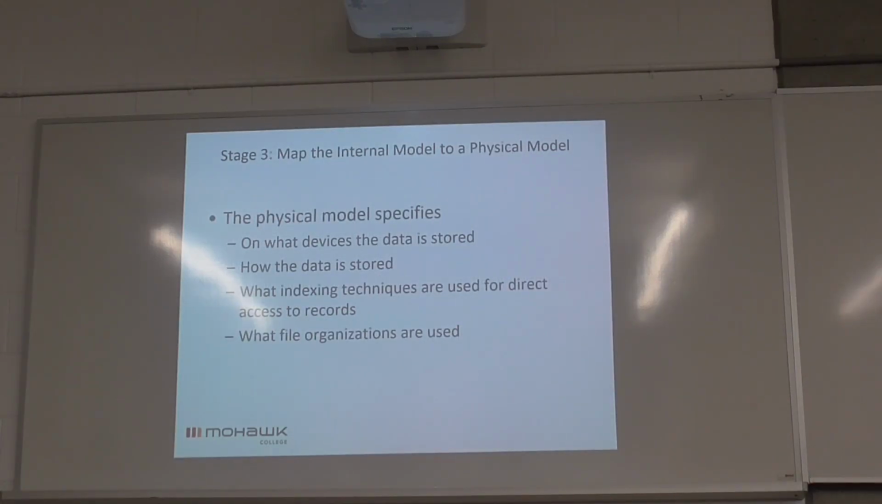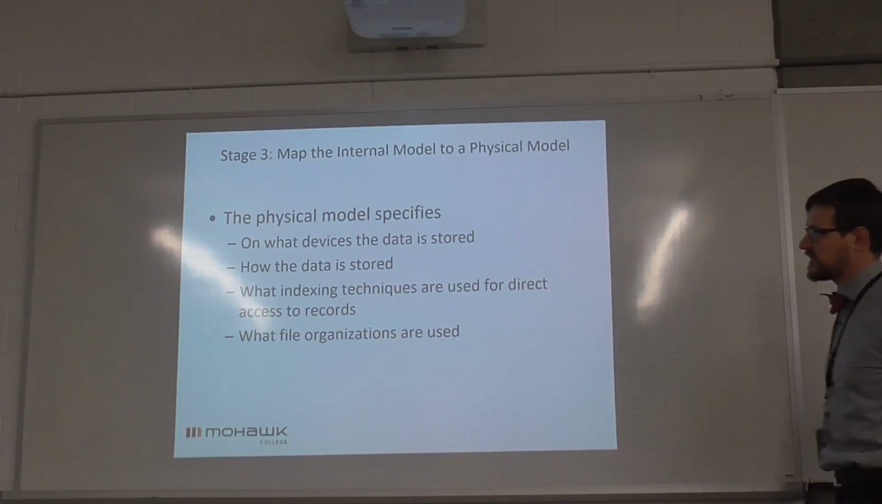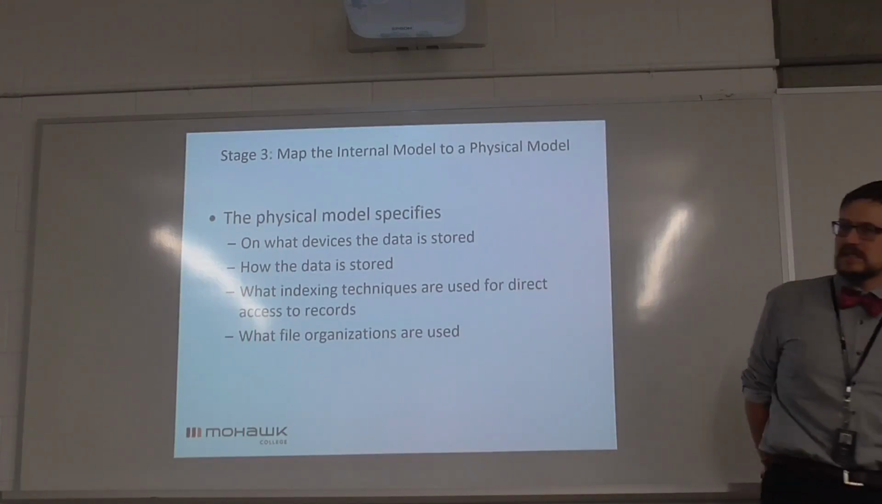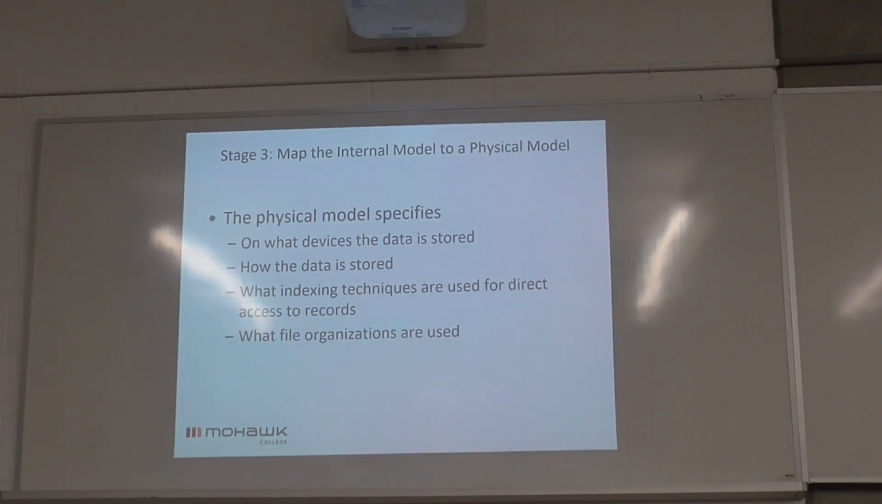The physical model specifies on what devices the data is stored, how the data is stored, what indexing techniques are used, and what file organizations are used. So once you've written out your schema, you've got like, how many servers do I actually have to store this? How do I get them to talk to each other? This is physical model stuff. Make sense? So far so good? Any questions? Okay.